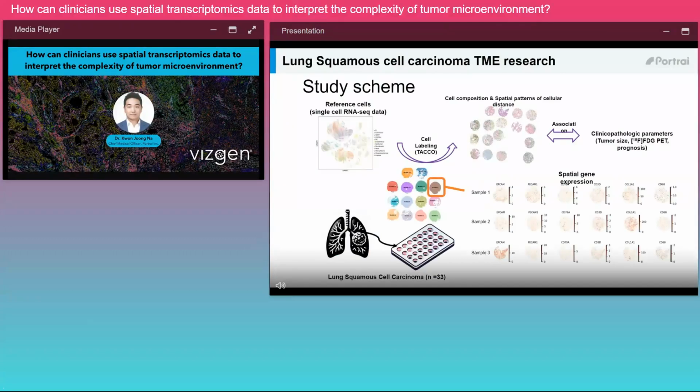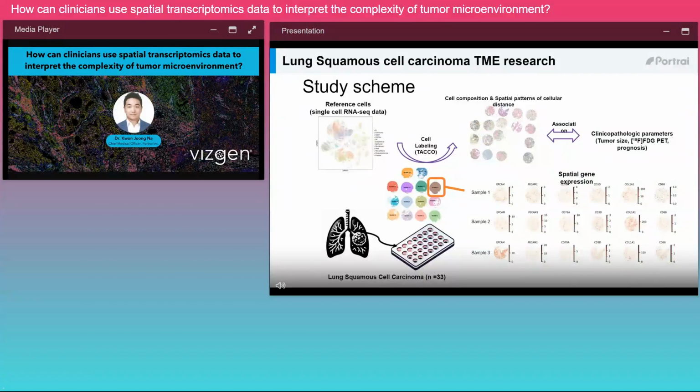So this slide outlines the overall scheme of our study. We started with reference cells obtained from single-cell RNA sequencing data to create a comprehensive cell atlas. Using a publicly available algorithm for cell labeling, we applied this reference to our tissue microarray samples from 33 lung squamous cell carcinoma patients. These are all MERSCOPE data.